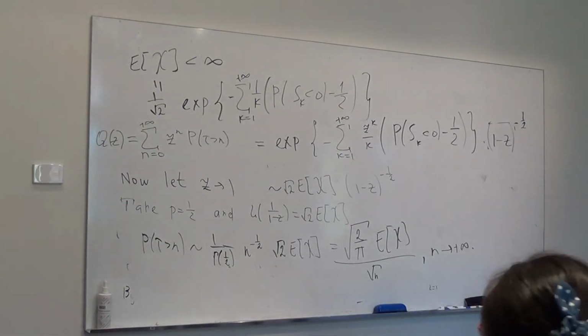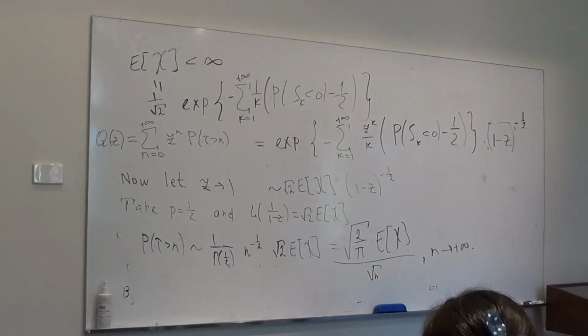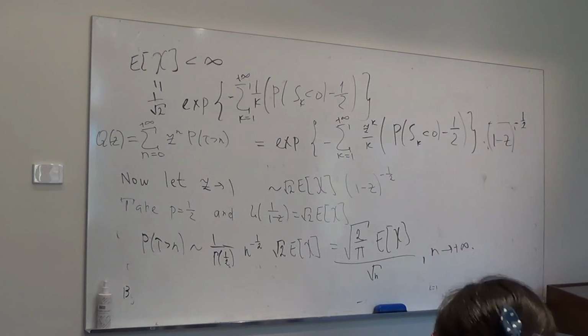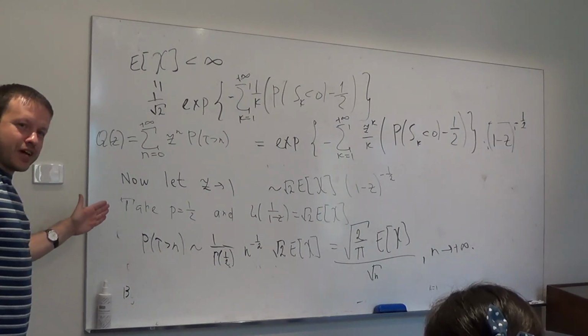So what we have done is find asymptotics for the probability that tau is greater than n as n goes to infinity, basically using the Baxter formula. The Baxter formula just follows from the Wiener-Hopf factorization, and that's a very classical approach to this problem. Okay, so this is not done yet.